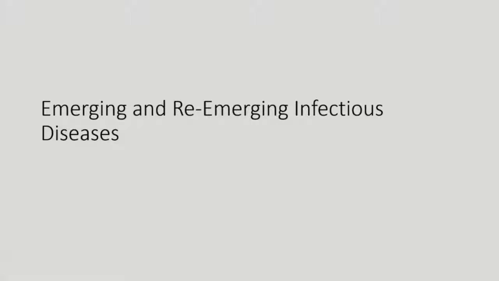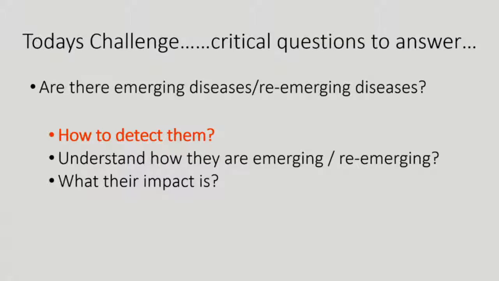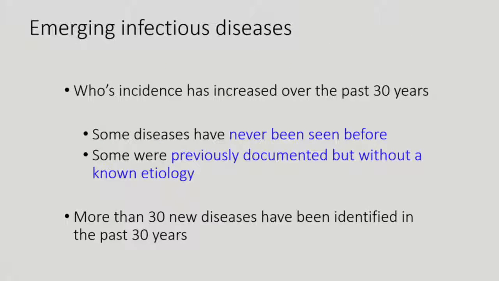Emerging and re-emerging infectious diseases. Today's challenge, the critical questions to answer, therefore, are: are there emerging or re-emerging infectious diseases? How to detect them? Understand how they are emerging or re-emerging and what their impact is. Emerging infectious diseases are defined as those whose incidence has increased over the past 30 years. Some diseases have never been seen before, but some were previously documented but without a known etiology. And more than 30 new diseases have been identified in the past 30 years.